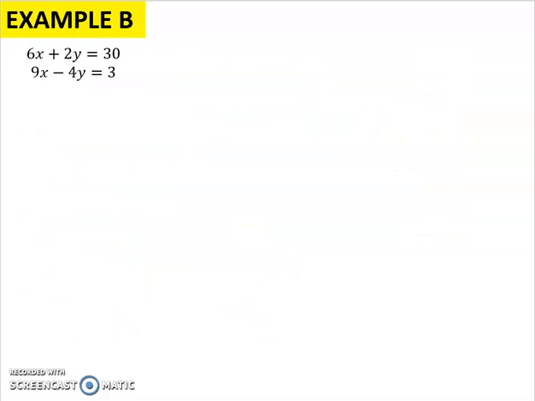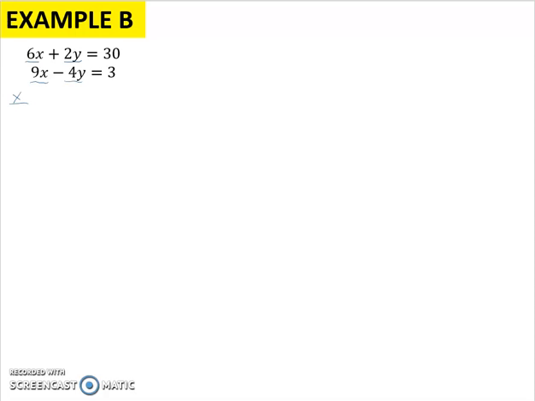Let's try it again. All right, 6x plus 2y equals 30. 9x minus 4y equals 3. Okay, so again, look, are there any zero pairs already? Well, 6x plus 9x, that's 15x, not 0. 2y minus 4y, that's negative 2y, not 0. Okay, here I'm going to talk about this one a little bit more with those common multiples.